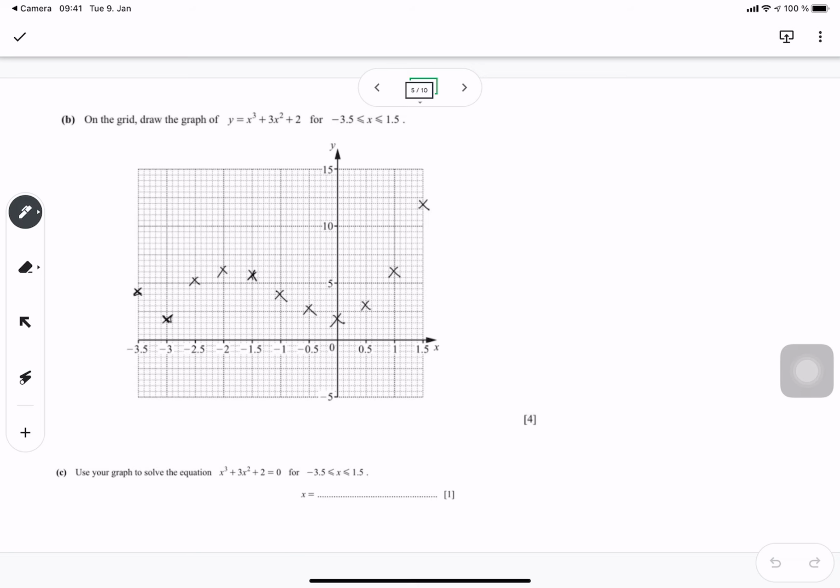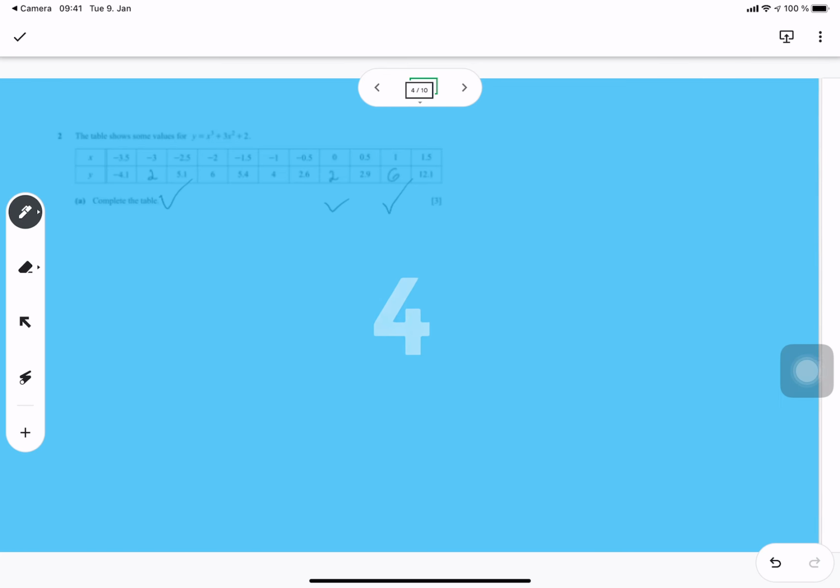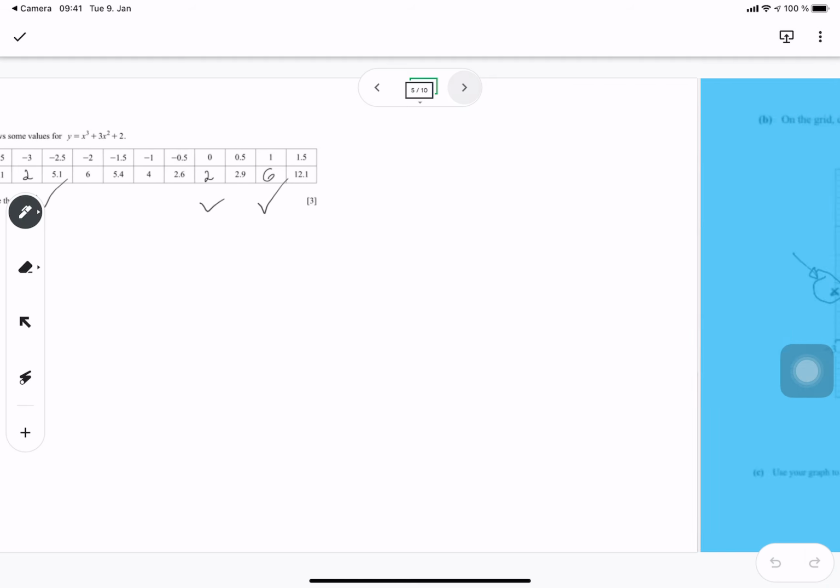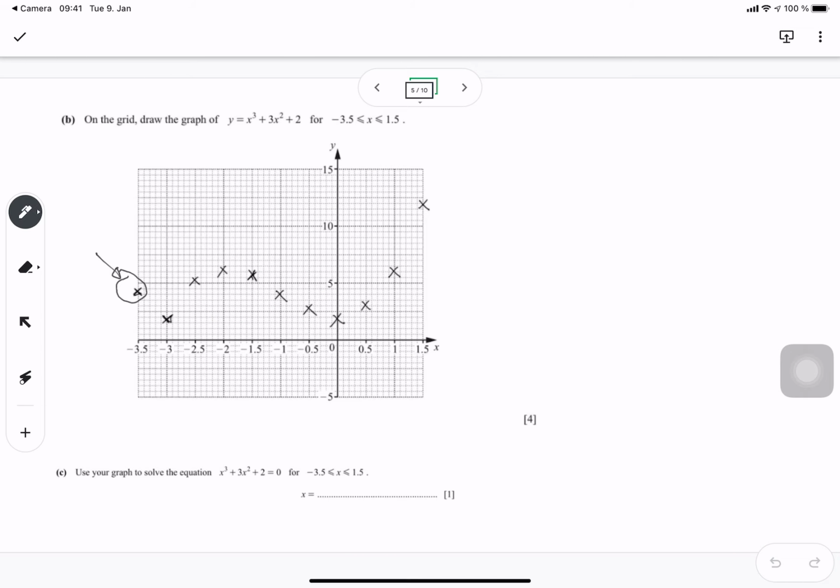Now, the issue with this question and their answer to it is that this value is not where it should be. I believe they plotted 4.1 in error when it should be minus 4.1. So it's going to be somewhere about there. Okay, so this is the correct point.